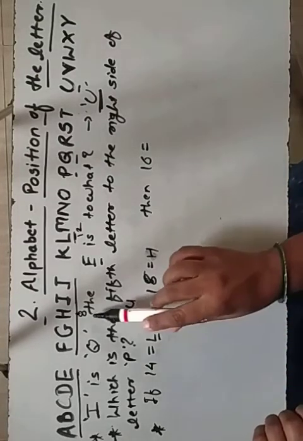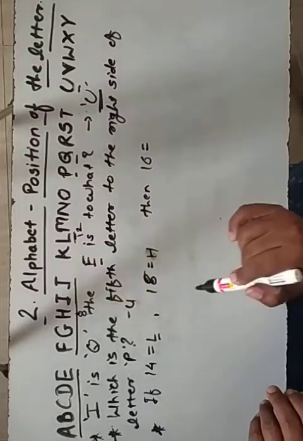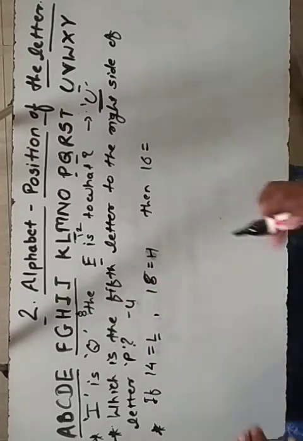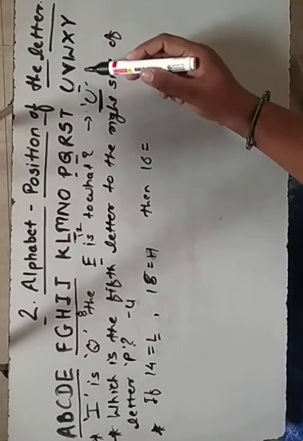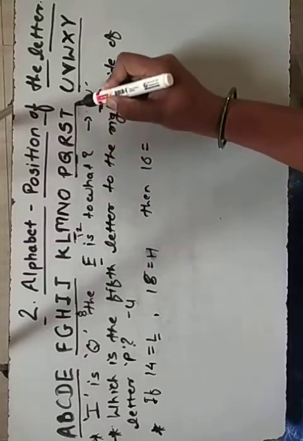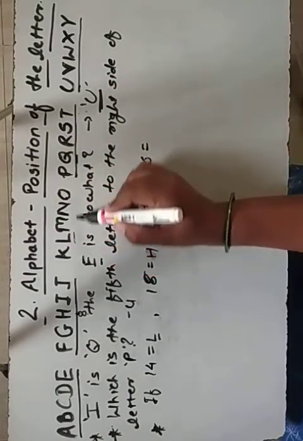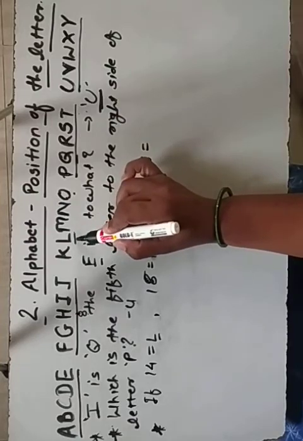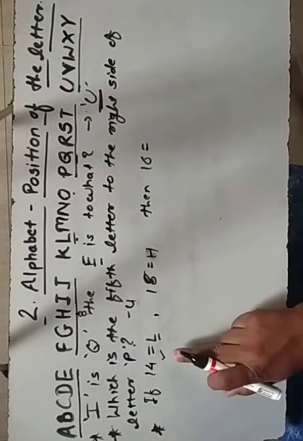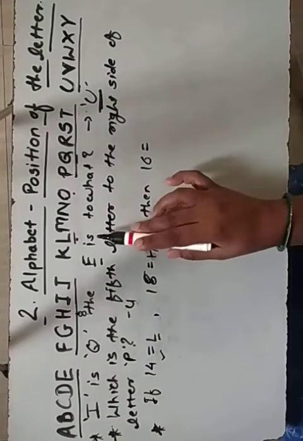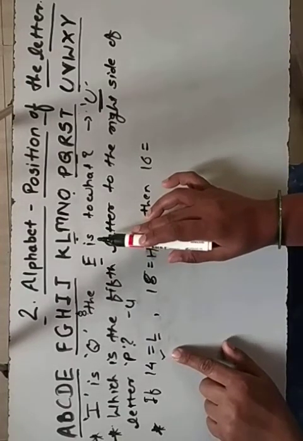But for H's position, from the left 8 is there and here 18, so there is no relation. So we will see from the right side. From the right side, L's position is 5, 10, and in this group 11, 12, 13, and this is the 14th position. Here they had taken the position of the letter from the right side. So L is equal to 14.